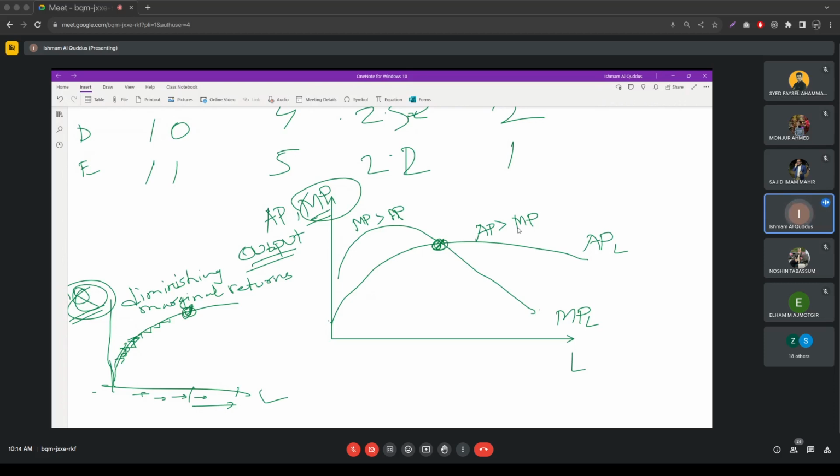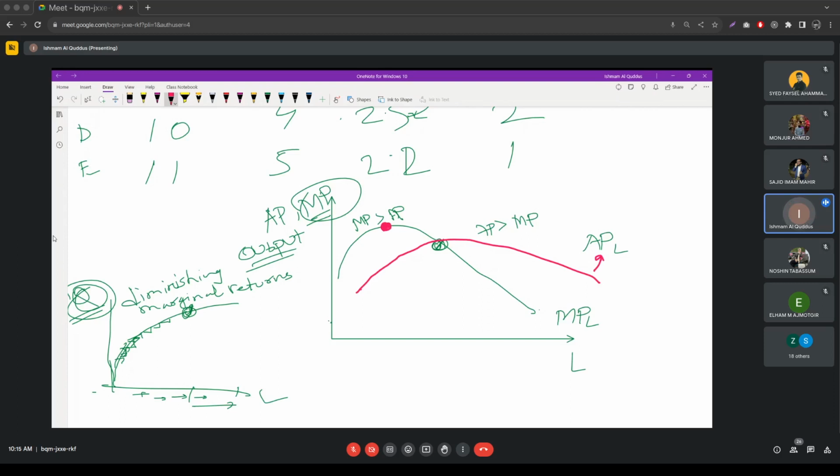I mean, I can't accurately draw it. So this is AP. After a certain point, the MP falls. The MP starts falling here, right? MP falls.